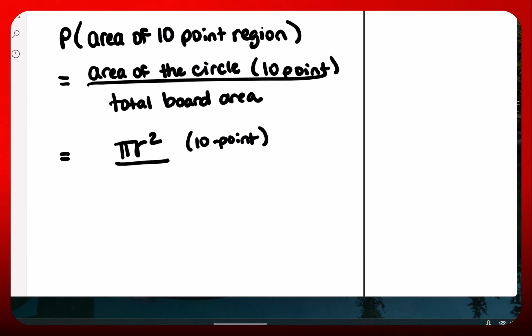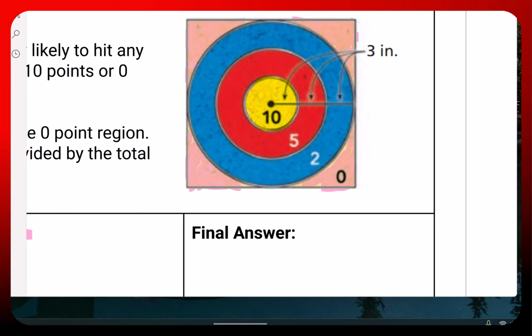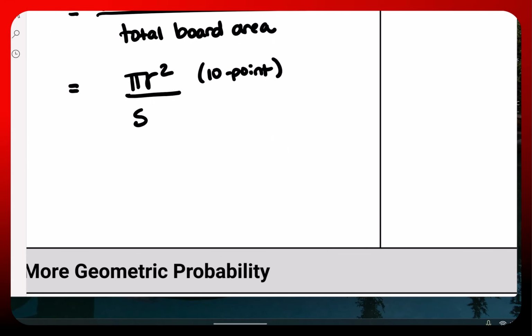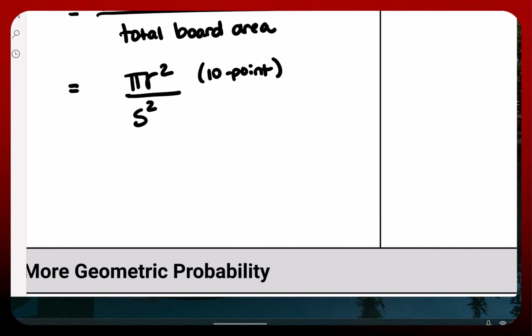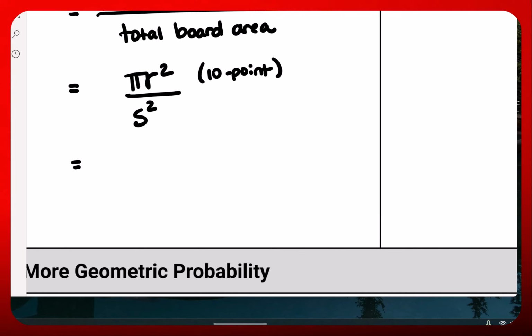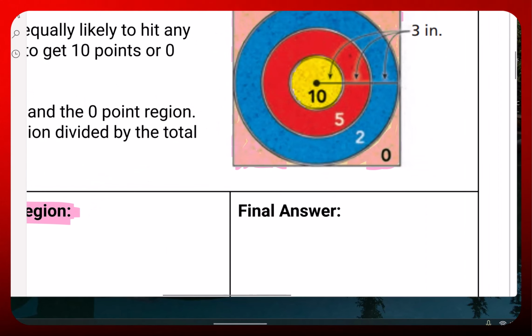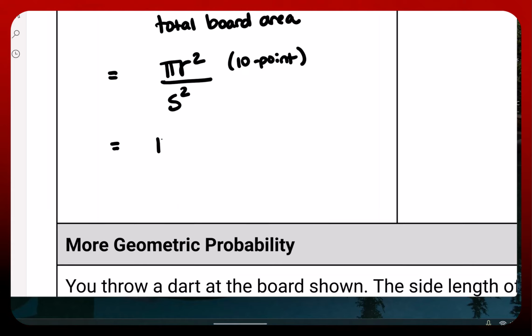I haven't plugged anything in yet, okay? But then I got to do the area of the total board. But what shape is the actual board? It's a square, okay? So I can just simply use the formula for a square. I can just do side squared, or if you want to, you can do length times width. I don't care. That's our plan. So now what I need to do is figure out the radius of the 10-point circle. Does it tell you what the radius of the 10-point circle is? It does. It says 3 inches, right? So each little ring in the circle is 3 inches. So I'm going to put 3 in here.